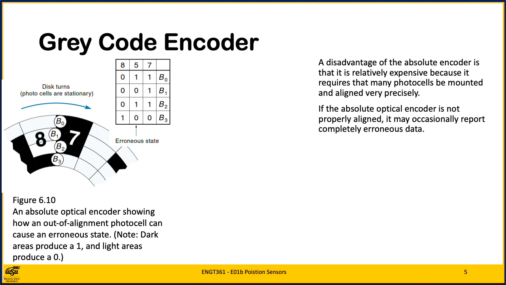In this case, sensor B1 is out of alignment. It's ahead, and it switches from 1 to 0 before the others. This causes a momentary erroneous output of 5, which is 0101. And if the computer requests data during this transition time, it would get the wrong answer.